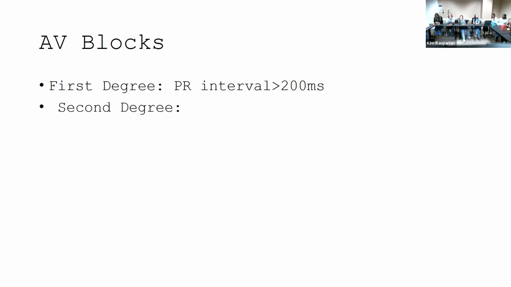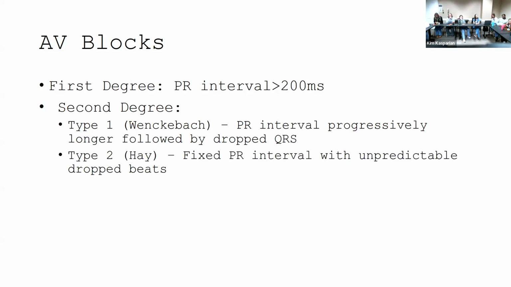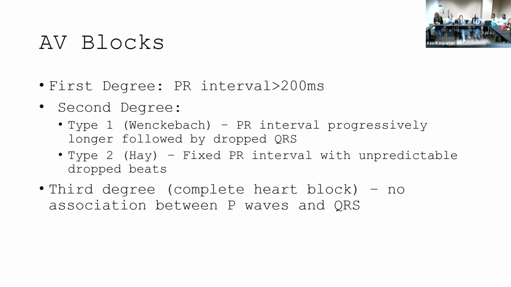Second degree blocks are a little different. Type 1, we have a PR interval that is going to progressively get longer and longer until suddenly we have a non-conducted P wave, and then we start the process over again. Type 2 is where we have a fixed interval with unpredictably dropped beats. And then we have third degree, which is complete heart block, no association between P waves and QRS. None of the P waves are actually being conducted, and usually the ventricle is doing its own thing.